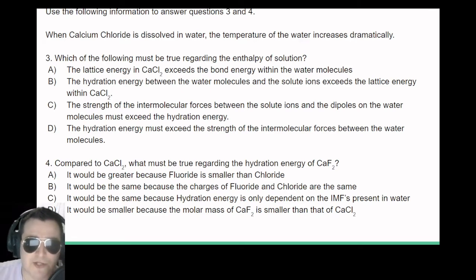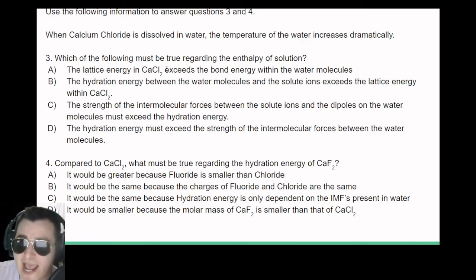Right? Answer choice B, the hydration energy between the water molecules and the solute ions exceeds the lattice energy within CaCl2. Our change is an exothermic process. And answer choice B is literally saying that more energy was released than I had to put in to break up the CaCl2. Huh?